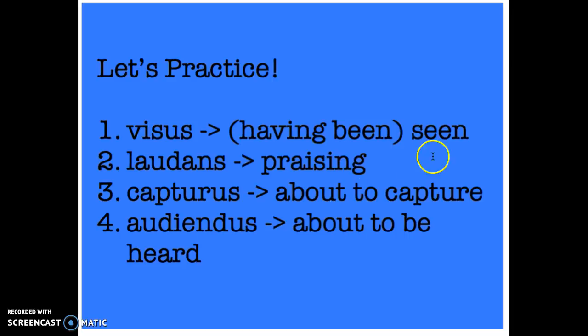So now, number 2, laudans. You can recognize this because it has the ns, which is the present active. So that would translate to be praising, because that's what the word means. Capturus, because it has the ur, it's future active, and so it would translate to about to capture.